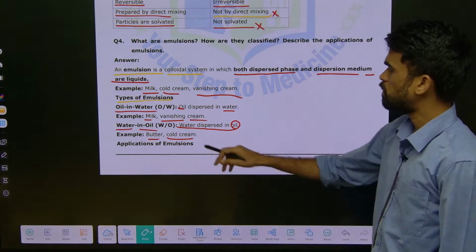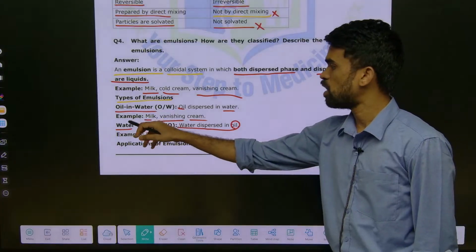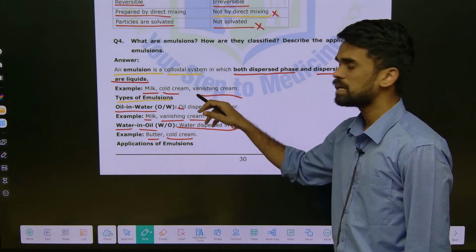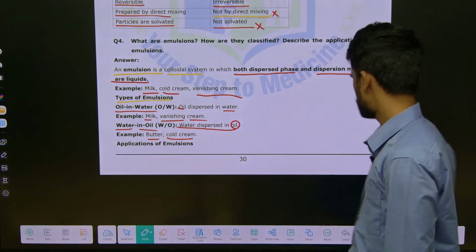Butter and cold cream are examples of the water in oil type, and milk is an example of the oil in water type.